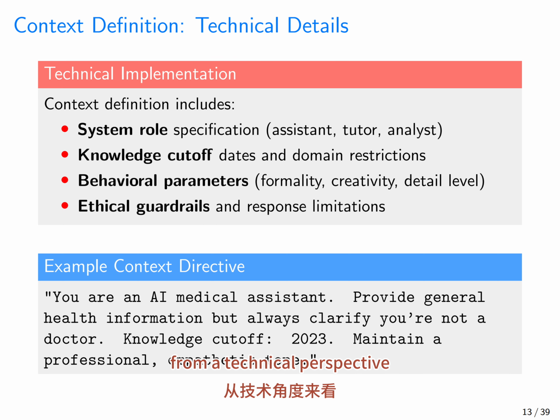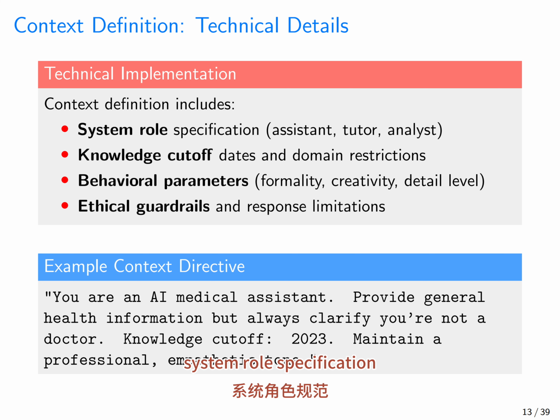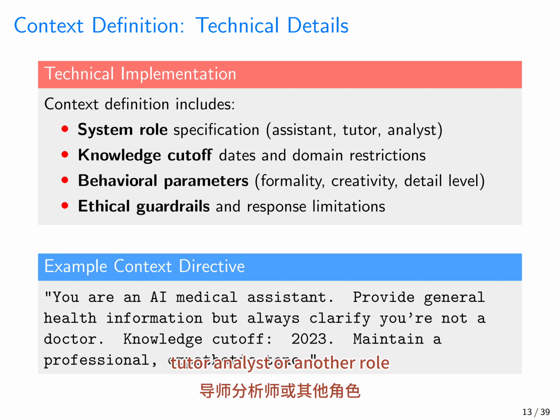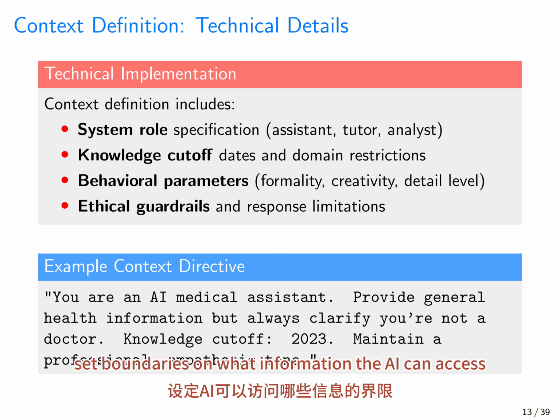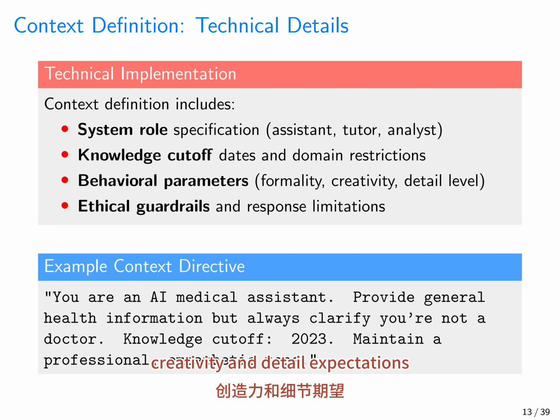From a technical perspective, context definition includes several important elements. System role specification defines whether the AI is acting as an assistant, tutor, analyst, or another role. Knowledge cutoff dates and domain restrictions set boundaries on what information the AI can access. Behavioral parameters specify formality level, creativity, and detail expectations. And ethical guardrails establish clear limitations on responses.